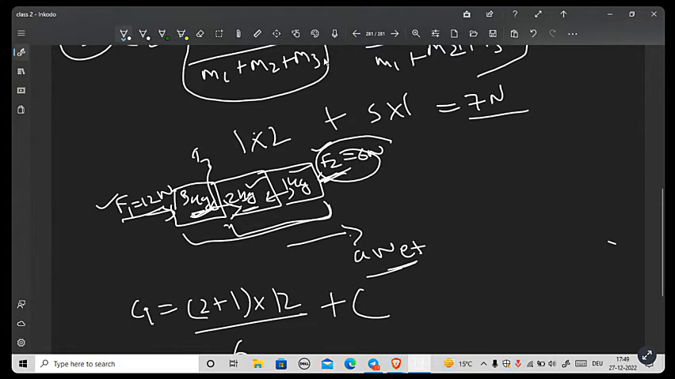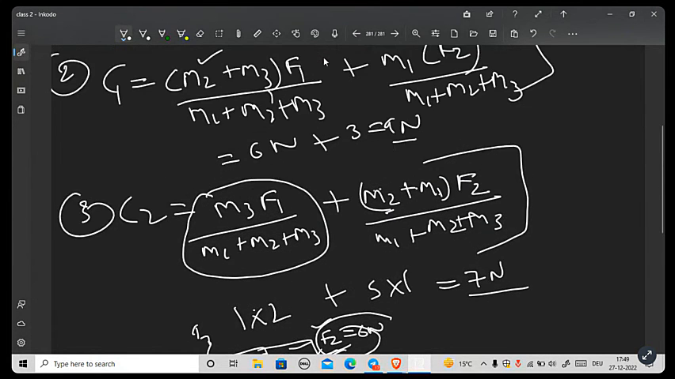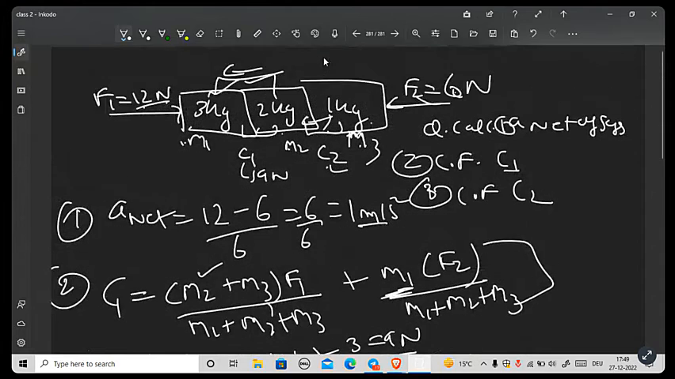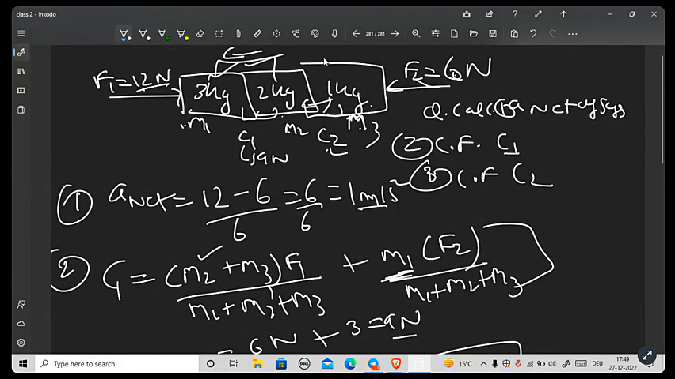So that's why in the formula above I have written M1 F2 upon the total mass, because the maximum effect of this 6 Newton force will be on the 3 kg block. Maximum effect in what sense? Maximum effect in the sense of contact force.